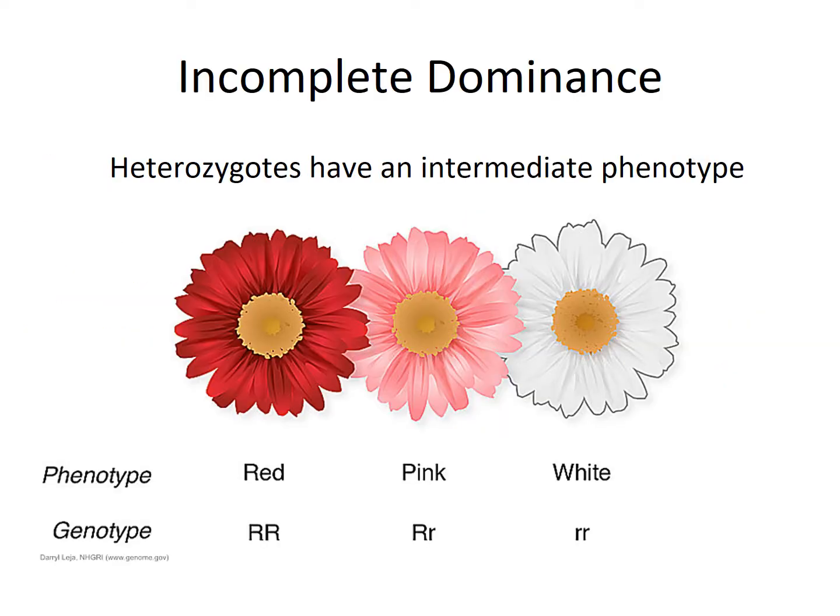An example of this happens in carnation flowers, where if you pollinated a red flower with the pollen from a white flower, the offspring produced would be pink. So pink is an intermediate phenotype between the extreme colors of red and white, red being the homozygous dominant phenotype and white being the homozygous recessive phenotype.